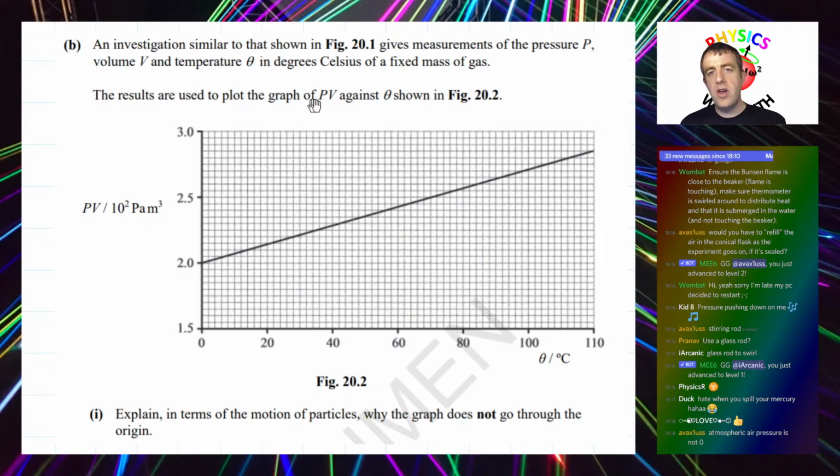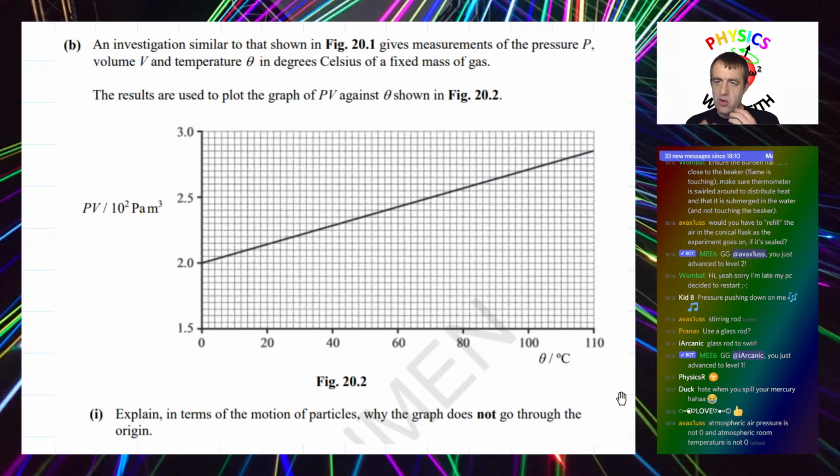So the results in the plotted graph, blah, blah, blah. Explain in terms of motion of particles why the graph does not go through the origin. Any thoughts? And I'll let you type your answer. Let's have your thoughts.